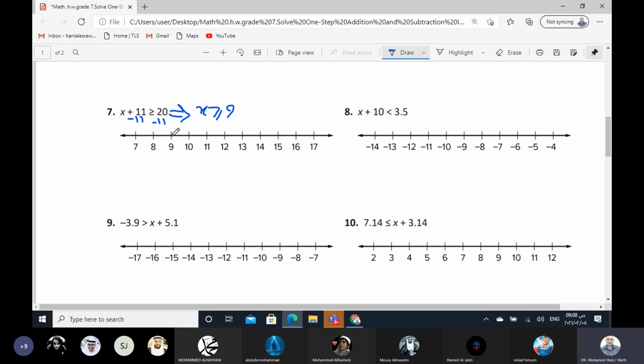Shaded circle or unshaded circle? Unshaded circle. But here we have equal in the sign. Shaded, Mr. Yes. Equal. Shaded circle, great, Abdullah. And then, Mr., from 9 to the positive direction, and to the infinity. Great, thank you, Abdullah. I will add you to marks. Great work. Okay, who can help me exercise number 8?